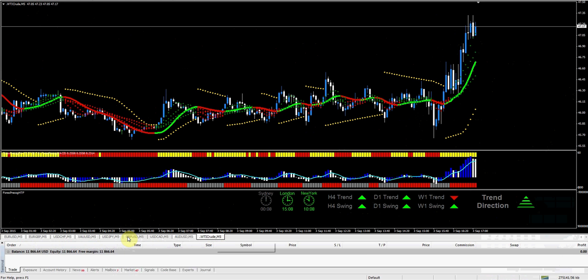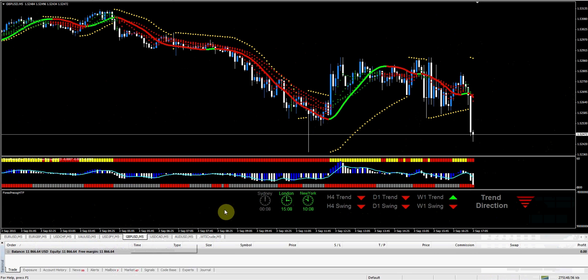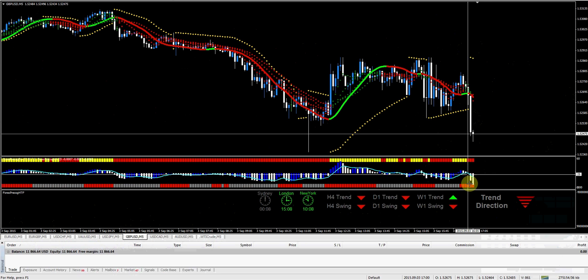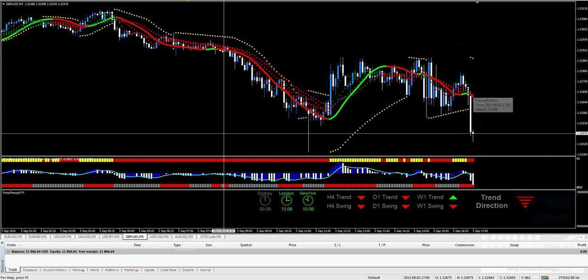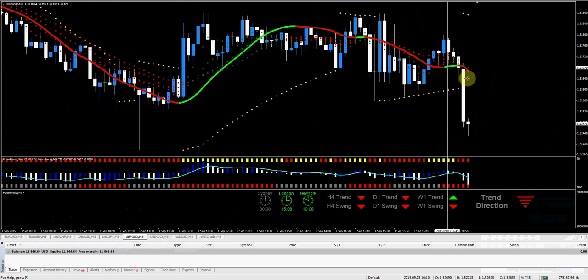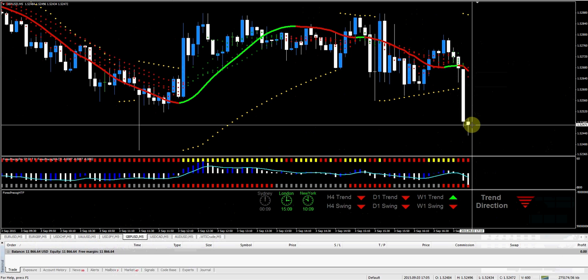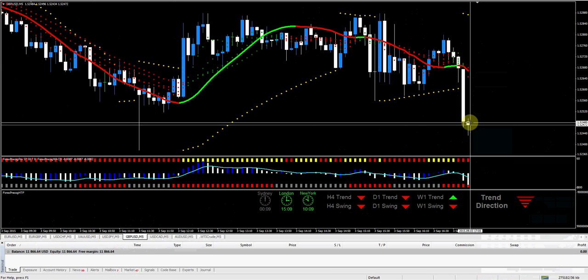Alright, so right now it looks like GBP USD is going to be our best bet. I wish I would have got into this trade a little bit sooner. Let me see, when did this actually turn red? Alright, so this actually turned red right here. So this is going to be our best opportunity of getting in.